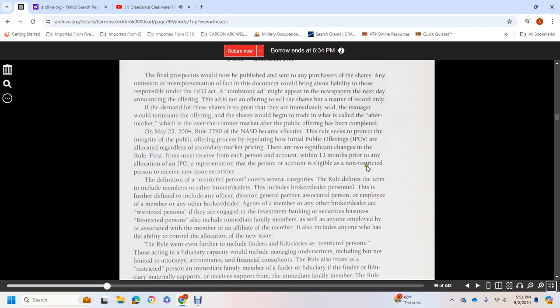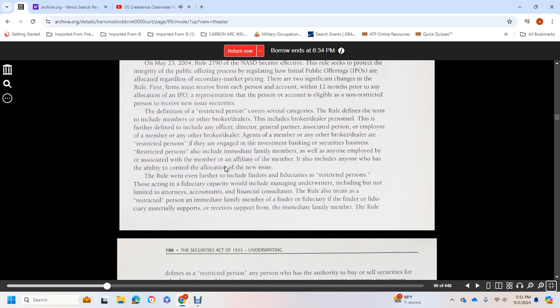The representation states that the person accounting is eligible and is not a restricted person to receive the new issue securities. The definition of restricted person covers several categories. The rule defines the term to include members of other brokers and dealers, including broker-dealer personnel: any officer, director, general partner, associated person, or employee of the member or of any other broker or dealer. Agents of the member or any other broker or dealer who are engaged in the investment banking or securities business are restricted persons.